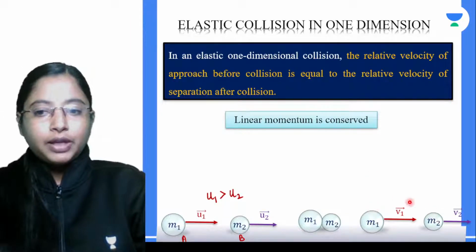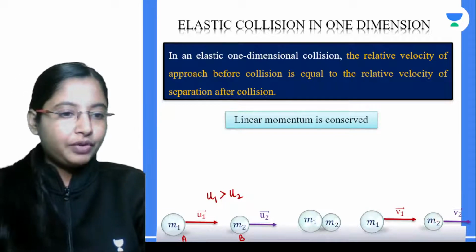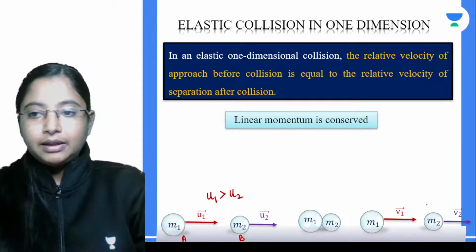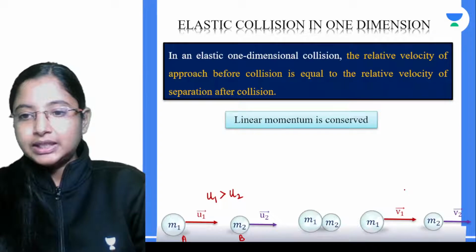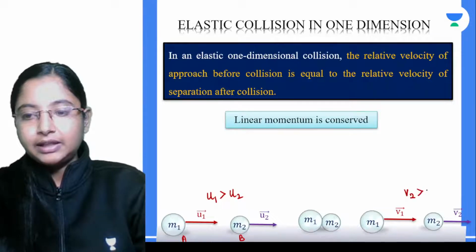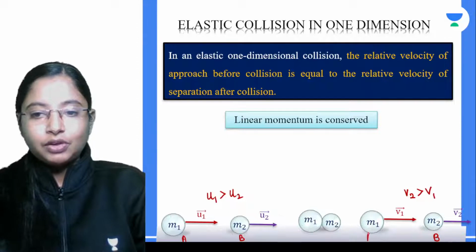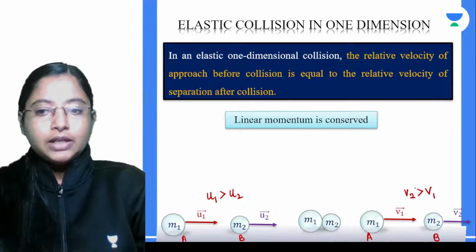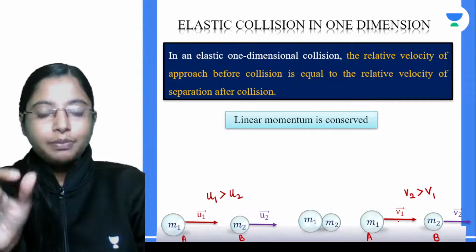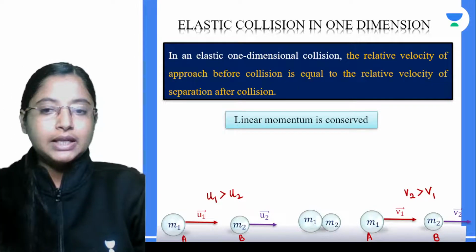But for them to get separated and then move, what should happen in this case? The velocity of the second object should be greater than the velocity of the first one. In other words, the velocity of B has to be greater than the velocity of A over here. That is the only way these two objects will not stick together, but will separate.